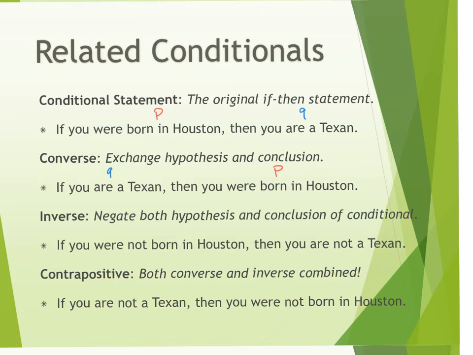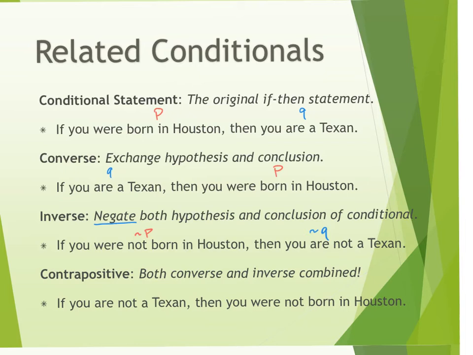Now with the inverse, the P and the Q stay in the same place. But this time, you're negating both of them. So you're going to use your little squiggle symbol. So if you are not born in Houston, so not P, then not Q. If you are not born in Houston, then you are not a Texan.